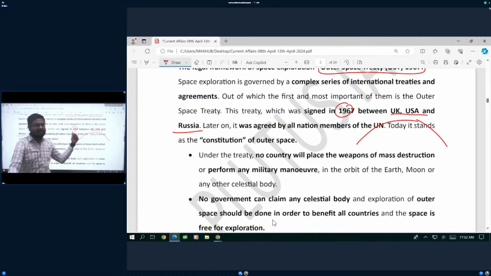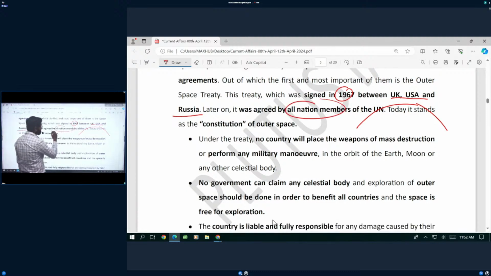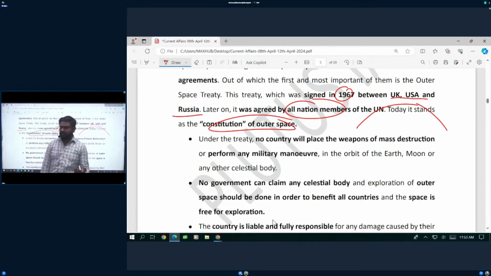So we signed this treaty. Understand the logic of the treaty? This treaty was to prevent any weaponization, any warfare in outer space. That was the prime logic. Right now, it has been signed by all the nations. That's why it is known as the Constitution of Outer Space. Just as the Constitution of the Seas is known as UNCLOS, the United Nations Convention on the Law of the Sea, the Constitution of the Sea, similarly the Constitution of Outer Space is known as OST, the Outer Space Treaty.